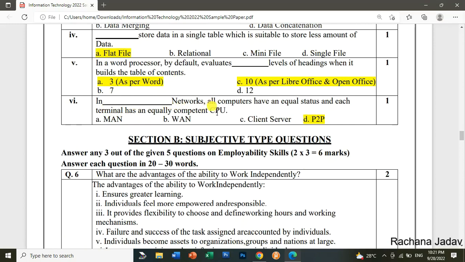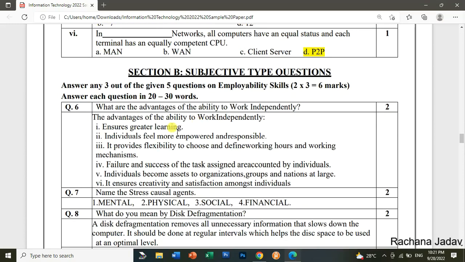In dash networks, all computers have an equal status and each terminal has an equally competent CPU. So वो क्या है P2P, that is peer to peer. In that, every computer is a client and every computer is a server over there.